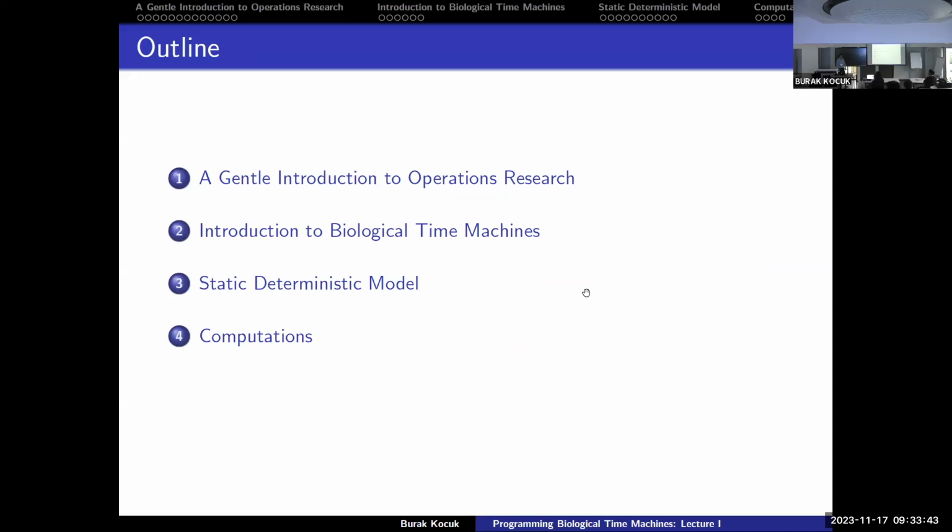Here is the outline for the first part. Since I expect the audience not to be fully familiar with what operations research or optimization means, I have about 10 to 15 slides explaining what operations research is, why we use it, and the relevance of the time machine. Then I'll have a quick introduction to biological time machines, the way I understand it more mathematically. Then I'll talk about what I would like to call the static deterministic model. You will see why I call it that when we get there, and then I'll show you a little bit of computations.